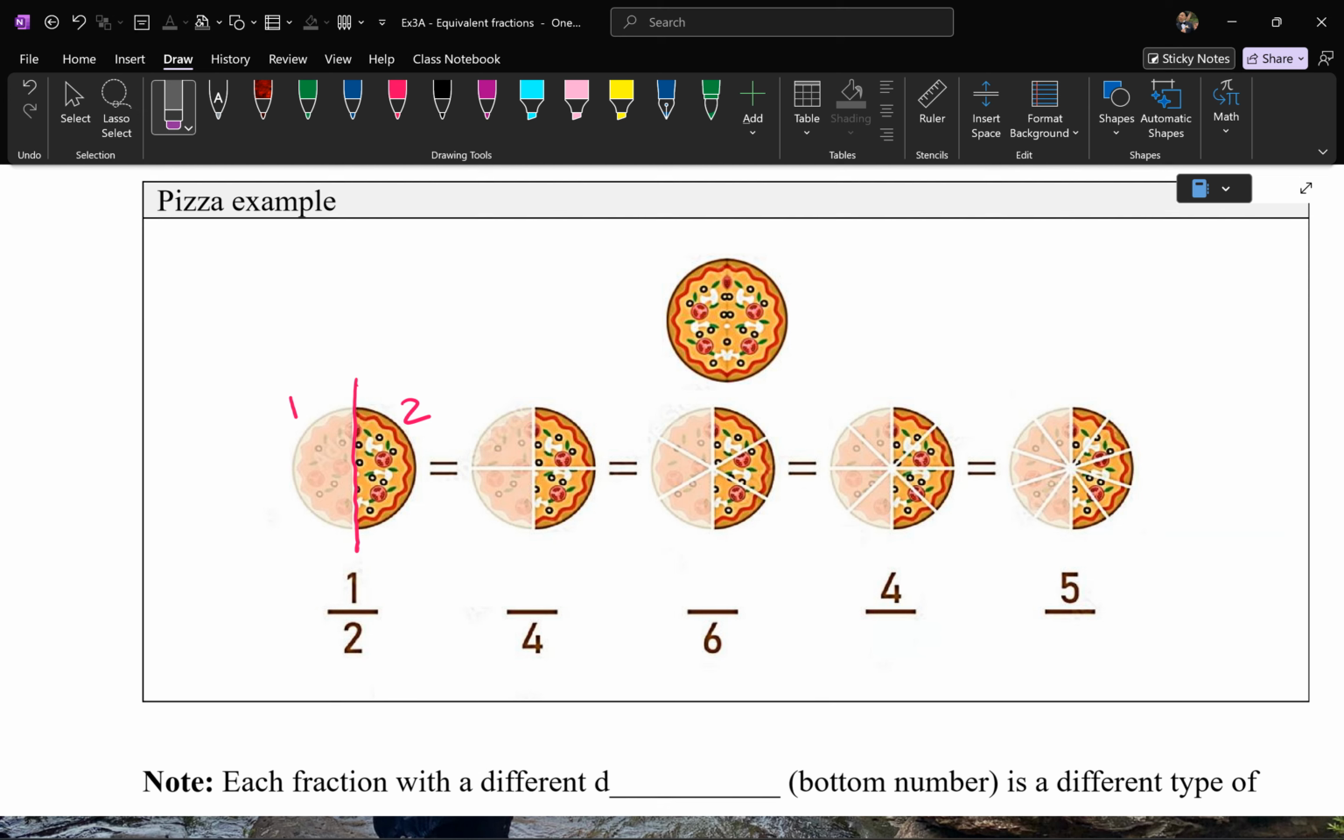Because what I'm seeing is, you've got 1 pizza, you cut it into 2, and you took 1 of that away. That's a lot. Versus if I did 2 cuts, 1, 2, how many pieces of pizza do I have now? 4. So I've got 1, 2, 3, 4.